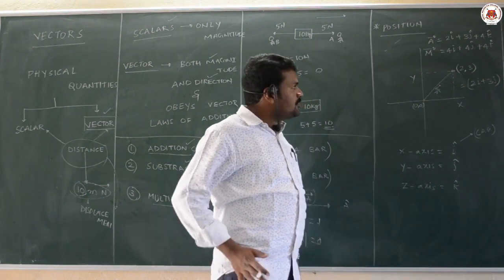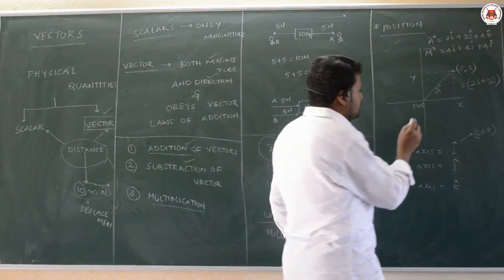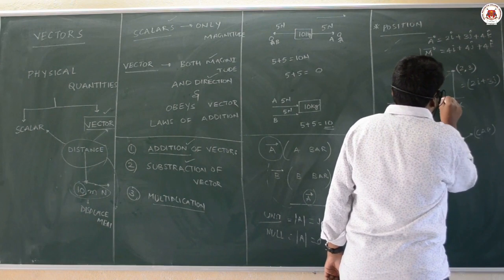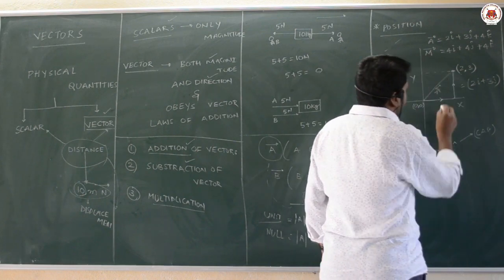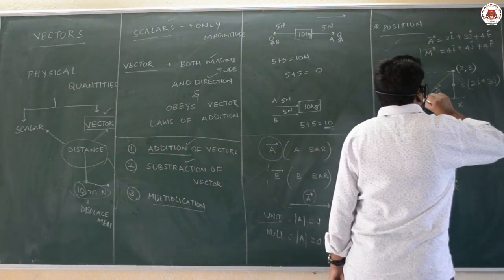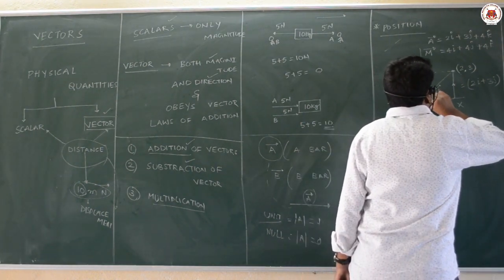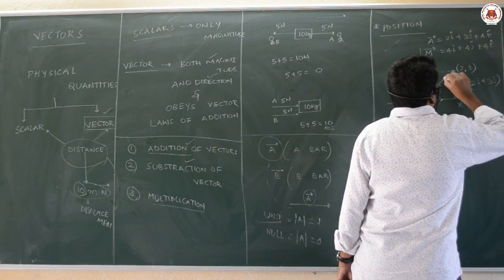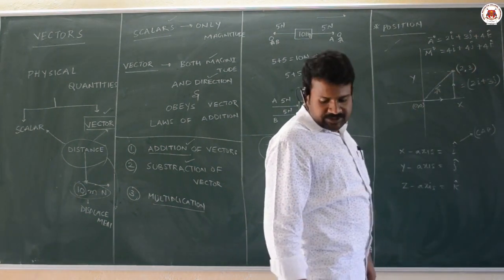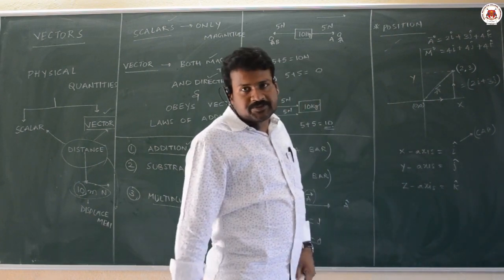Okay. Suppose a person walks from here to here, like this. He walked 2 along x, 3 along y. What is the position from the starting point? It is 2i plus 3j. This is about the position vector.